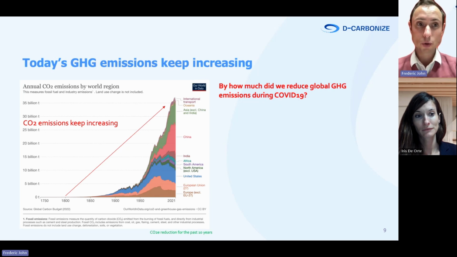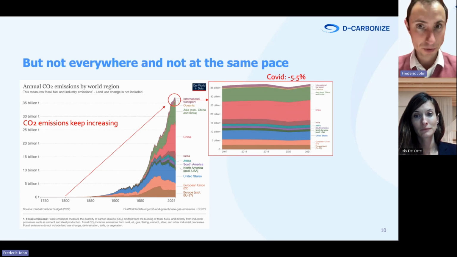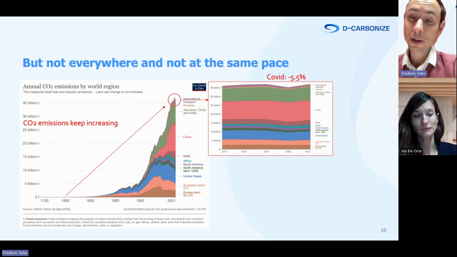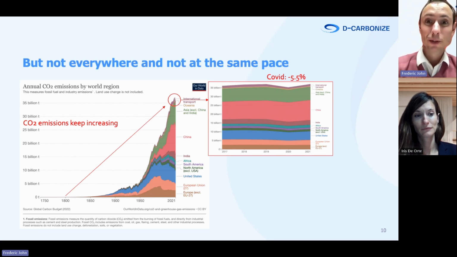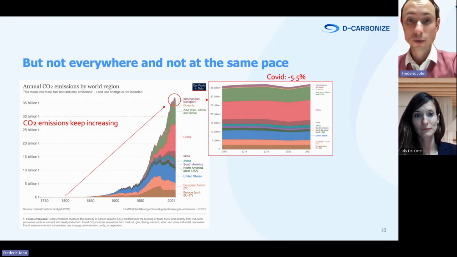Well, now, thanks to the data collected from this period, we are able to assess that roughly during COVID-19, greenhouse gas emissions at the global scale decreased by 5.5%. Was it the number that you had in mind? Usually people would think around 10, 20, 25%. I was personally quite impressed by how little it is, 5.5%, but that's a personal opinion.